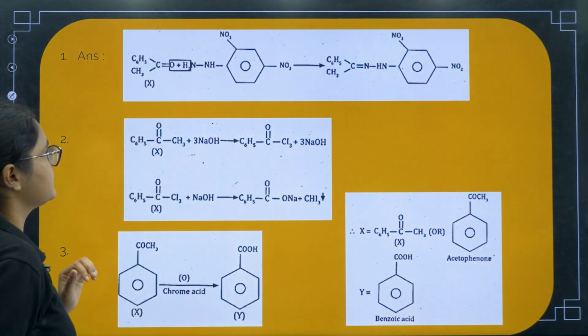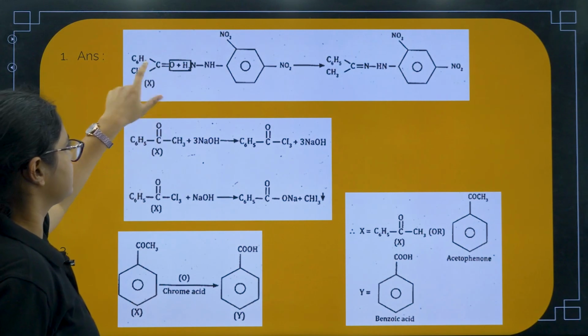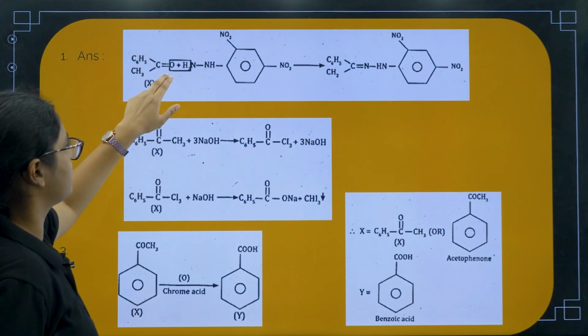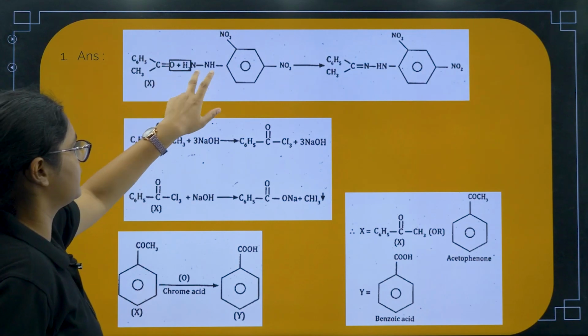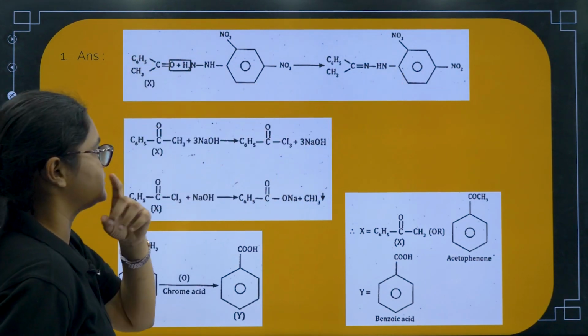The first one here is the reaction with 2,4-DNP. So you can write down this one. See, so our guess is correct. X is your acetophenone. When you react with this one, 2,4-DNP, this H2O is released and we get an imine here, right? This is the first reaction.